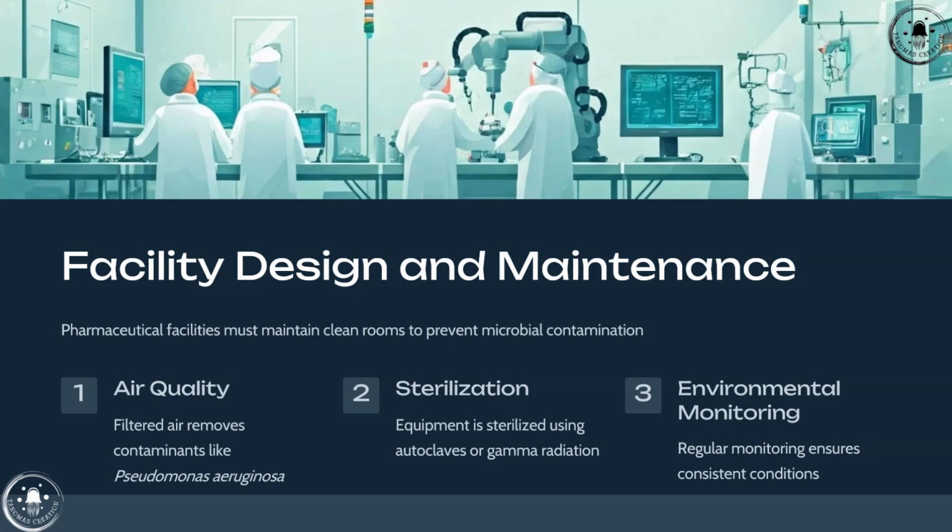For instance, clean room filters air to remove contaminants like Pseudomonas aeruginosa. Pseudomonas aeruginosa is the most common contaminant in the industry. So, equipment is sterilized using autoclaves or gamma radiation to kill microorganisms like Bacillus subtilis.